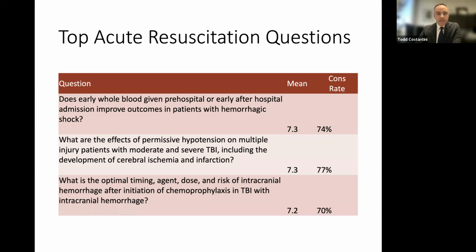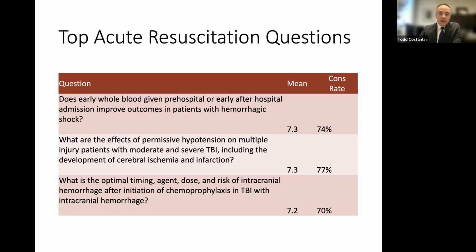The next question, which again is a theme through some of our high priority questions, related to the effects of permissive hypotension. And this question relates specifically to moderate and severe TBI and whether or not what our goals of resuscitation should be in this population. But I can tell you very similar questions exist when you talk about patients who are geriatric. Should they have different goals of resuscitation? What about in the adolescent population? Is it different in those populations? So really a lot of interest around that topic across many different pathologies.